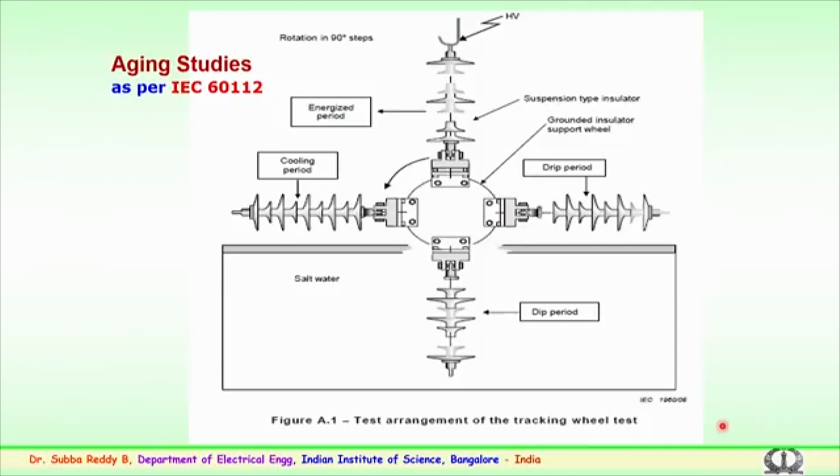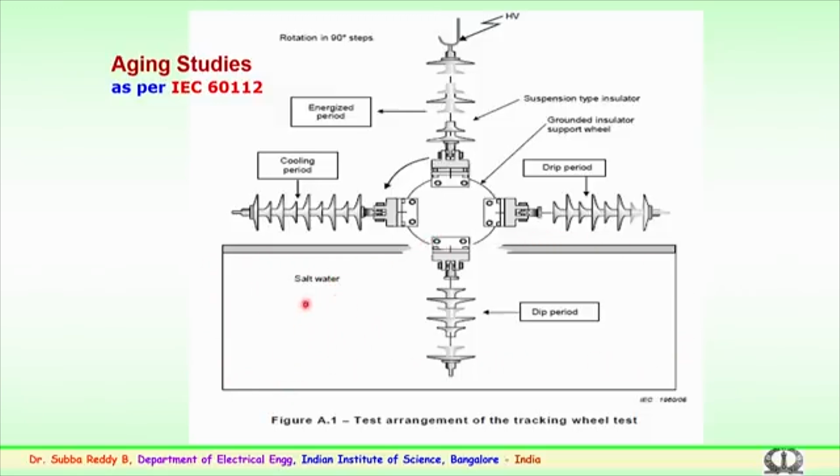The importance of the aging studies on composite insulation is very important. As mentioned, there are methods for the aging studies as per the prescribed standards. Here you have the arrangement of a tracking wheel, or rotating wheel type of arrangement, which is depicted here as per the standard. You have a solution here in the tank.